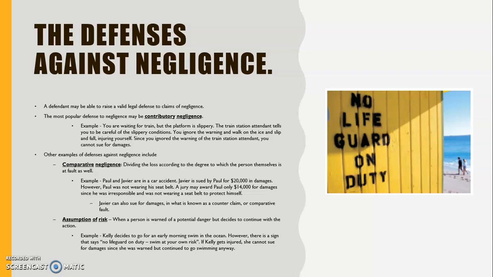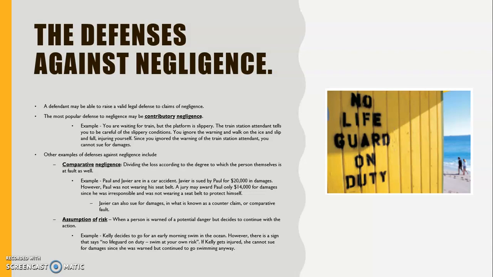However, Paul was not wearing his seatbelt. So, a jury may award Paul only $14,000 for damages since he was irresponsible and was not wearing a seatbelt to protect himself. That's why you gotta wear your seatbelts, guys. Or maybe Paul was on his cell phone and wasn't paying attention as well. Javier can also sue for damages, which is also known as a counterclaim or comparative fault. So he can countersue and say he wants damages as well.